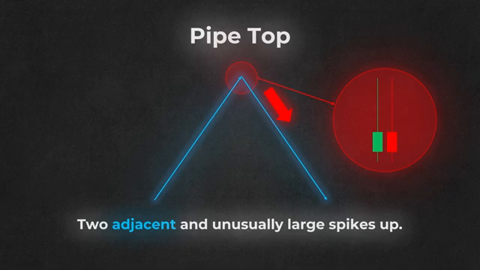The two large upper shadows make it clear that there is selling pressure, so our short trade can be opened with a stop above the spikes and a target 3 times larger than the stop.